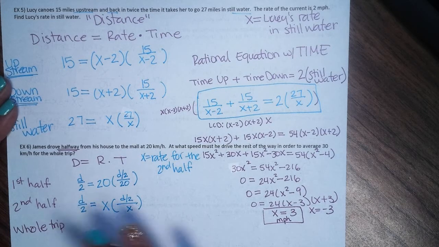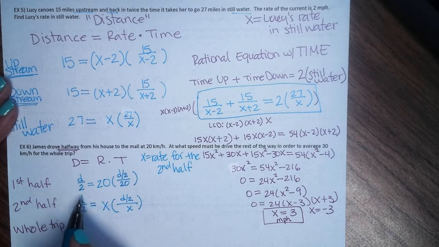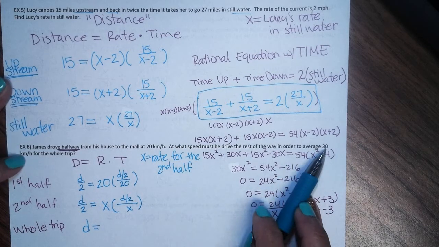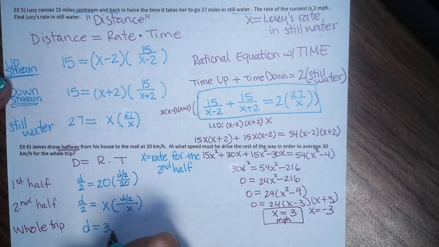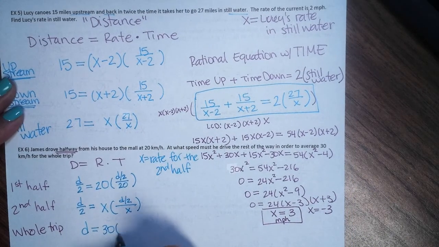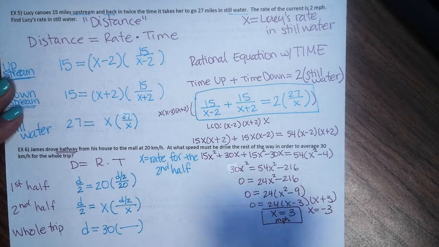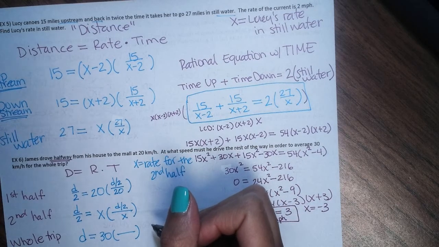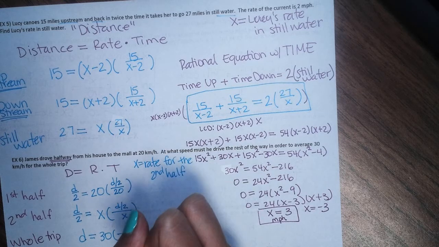So for the whole trip, his distance is no longer going to be d over 2. His distance is going to be d, even though, like I said, we don't know what that is, and at the end it actually is irrelevant. It's just going to be d. The rate that he traveled for the whole trip is 30 kilometers per hour. So now again, you have to figure out right here, 30 times what would give you just d? d over 30.